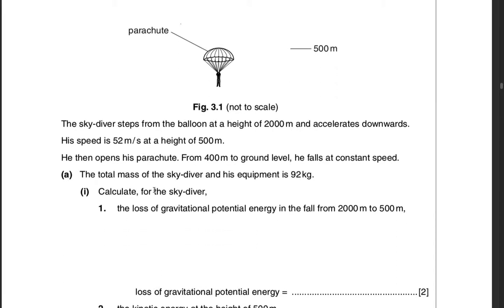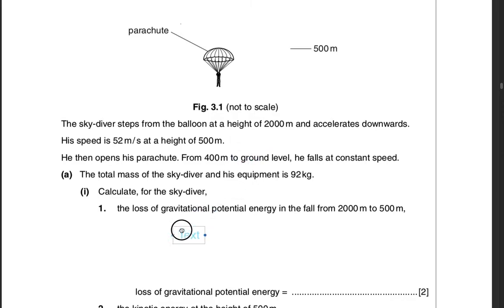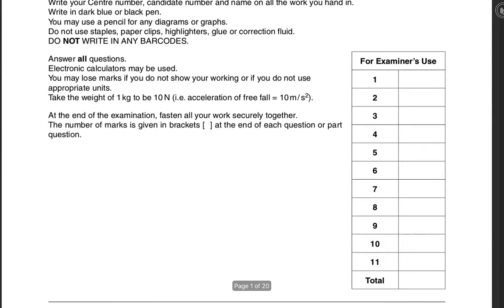Calculate for the total skydiver the loss in potential energy, GPE. So we just have to calculate the GPE loss. We have the formula mgh. M is 92, g is 10, as given on the cover page. Unless they specify something else in the question, you use this one. Acceleration of free fall is 10 meters per second squared.